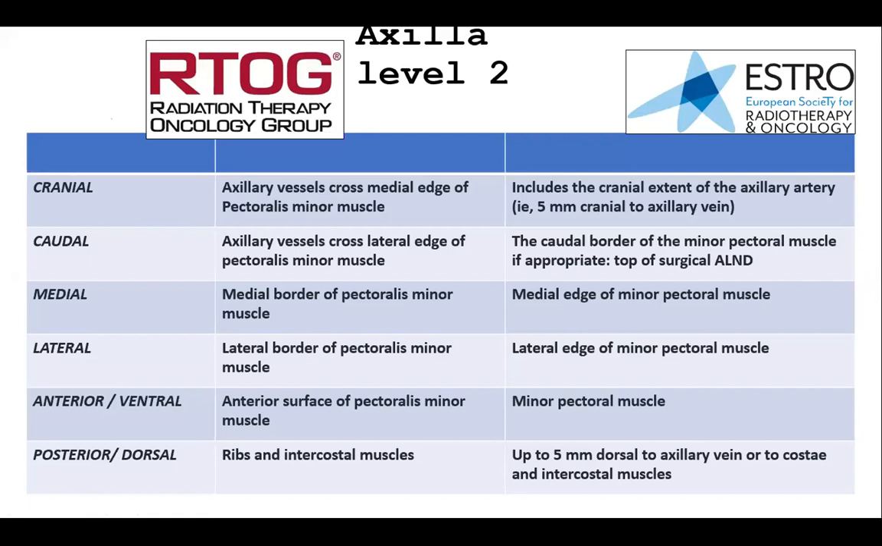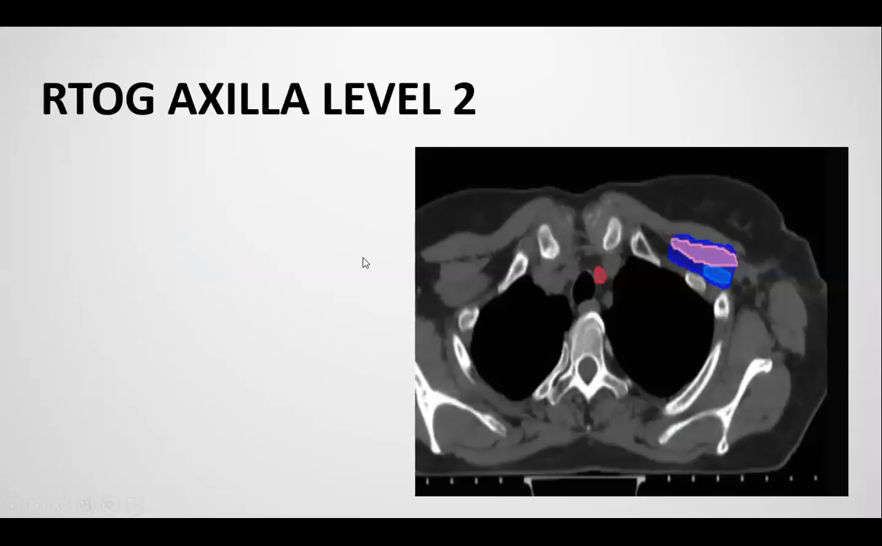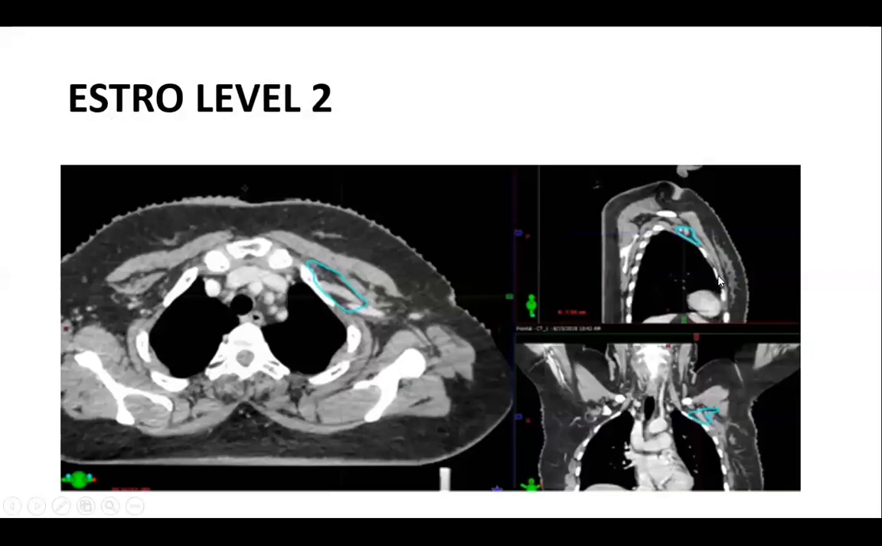So again, here we will take the axillary vessels into our consideration. The place where the axillary vessels cross the medial edge of the pectoralis minor muscle is considered as our cranial border, and the caudal border is where the axillary vessels cross the lateral edge. So this is the place where the vessels are crossing the lateral edge of the pectoralis minor muscle.